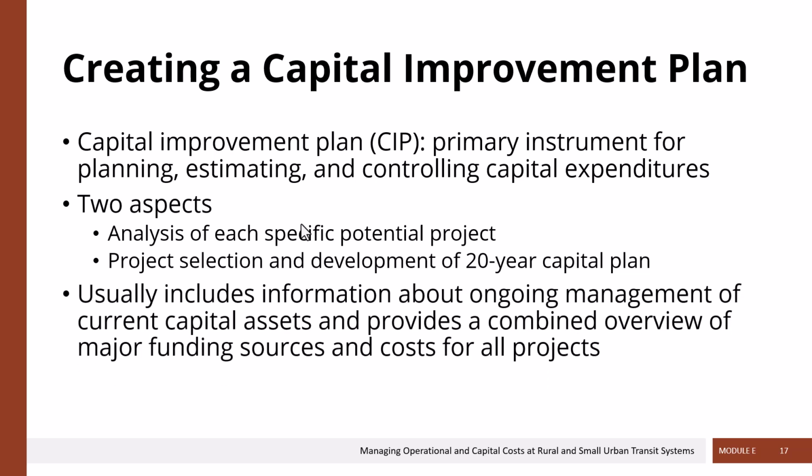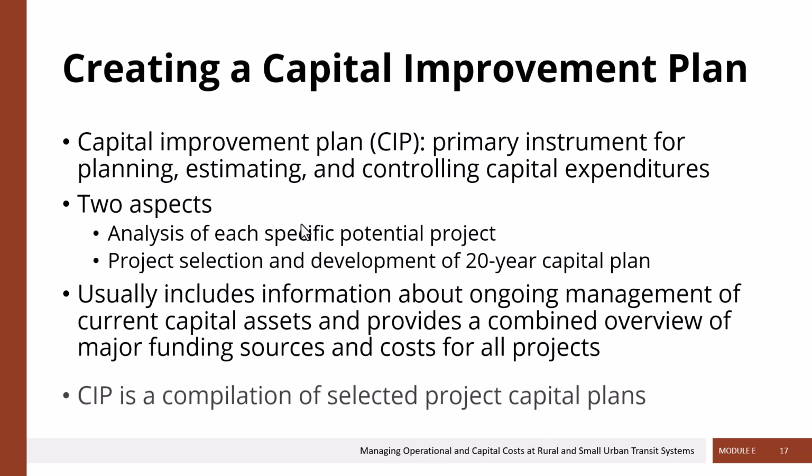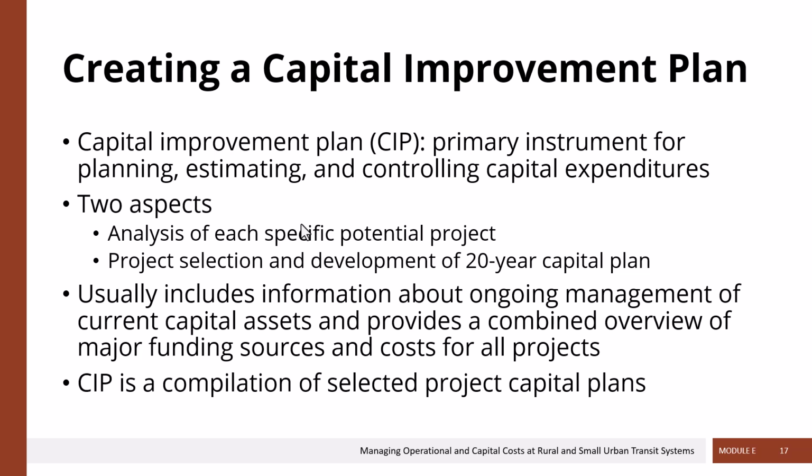A CIP usually includes information about the ongoing management of your current capital assets, and also provides that sort of overview of, okay, what are the major funding sources and costs for all projects that are in the plan. The CIP should contain all of those selected project capital plans. So you have a document in which all of the selected capital projects over the next 20 years, how much they're going to cost, and where the money is going to come from.